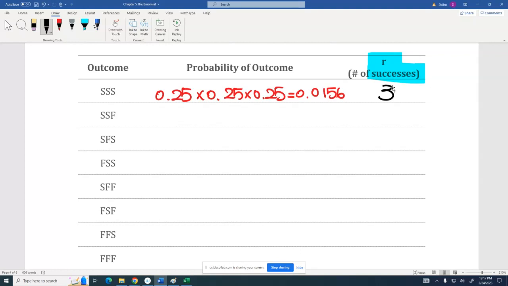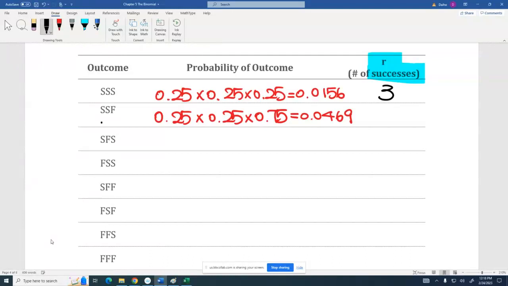Success, success, and failure. Correct, correct, incorrect. How much will be the probability? Still, we can apply the special multiplication rule: 0.25 times 0.25 times 0.75, because the last one will be wrong. So 0.25 squared times 0.75. It will be 0.0469.